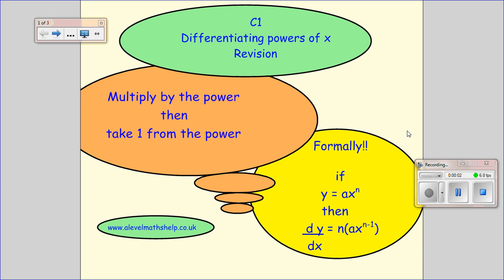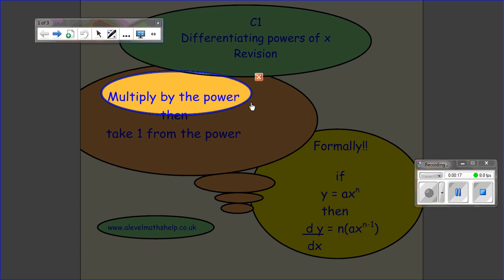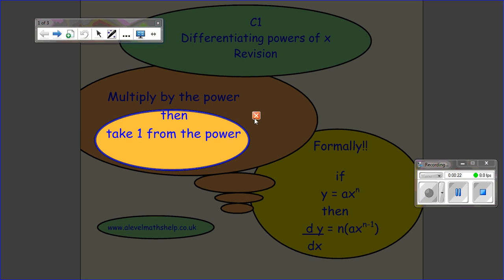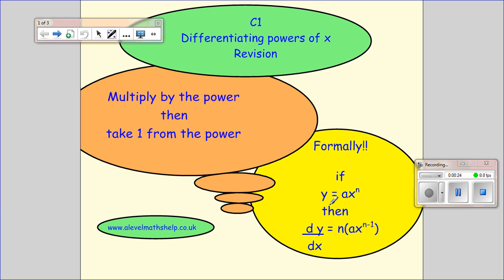Hi, so in this video we're going to be looking at revising differentiating powers of x as covered in C1. The key thing here is to remember that when you're differentiating something which is a power of x, you multiply by the power and then you take 1 from the power. More formally, this is written: if y equals ax to the n, we multiply by the power when we differentiate, and we take 1 from the power.